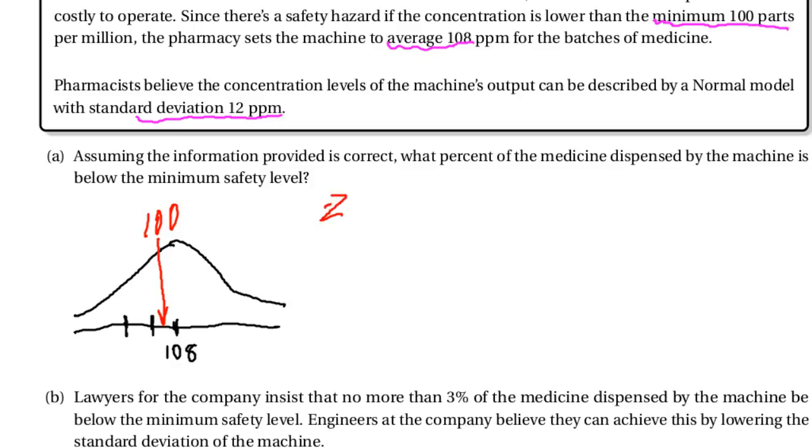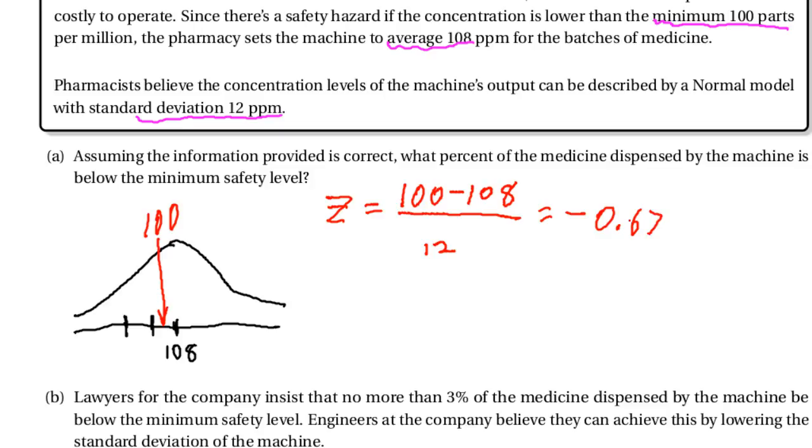Well, let's z-score this so we can find out exactly what percentage it will be. So z-scoring, this 100 would be 100 minus 108 all over 12. That's going to be basically negative 8 divided by 12. I get negative 0.67.